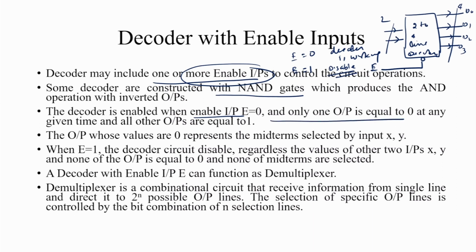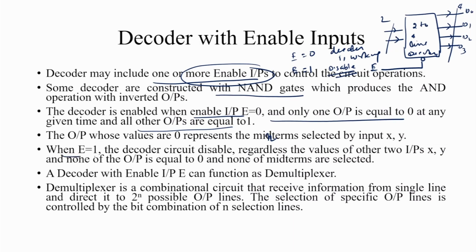Because here we design the decoder by using a NAND gate and all other outputs are equal to 1. The output whose values are 0 represents the min terms, not a mid term, min terms selected by input xy. So, simply when the output whose values are 0, that represents a min term selected by input xy.